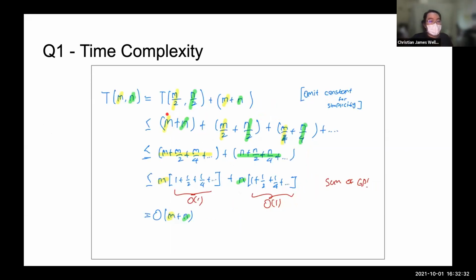So just expand it: we get m plus n, m/2 plus n/2, m/4 plus n/4, and so on. Reorganize the m's and n's, factorize out the m, factorize out the n. Then same as before, it's a sum of GP, both bounded by a constant. So this is O(m plus n).